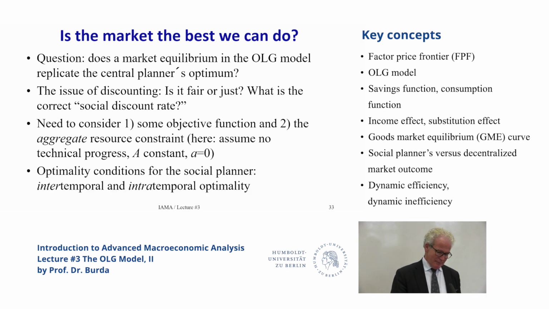Okay, so we'll take a very simple formulation of that. We're going to call this the social planner's problem. And the social planner will think of intertemporal optimality, but also intratemporal optimality. Am I treating the generations fairly?